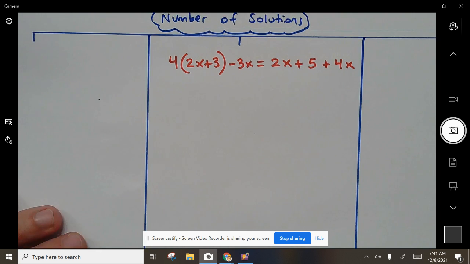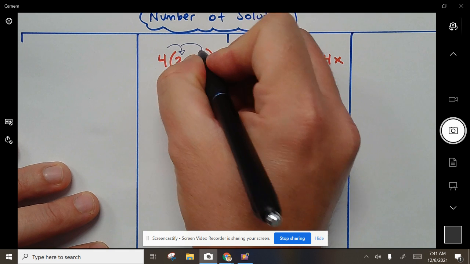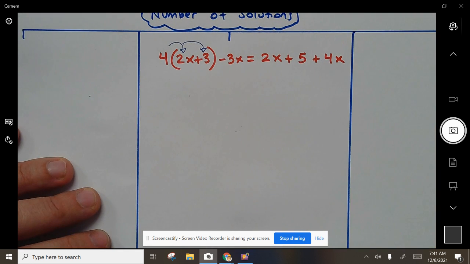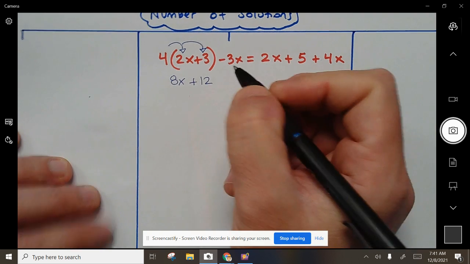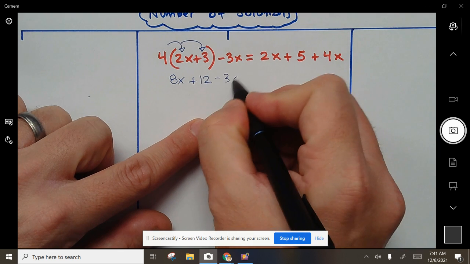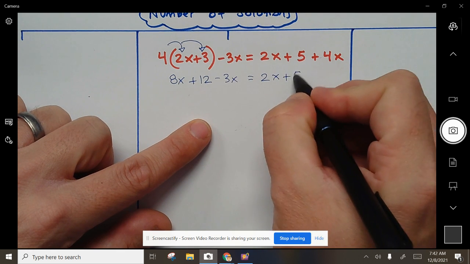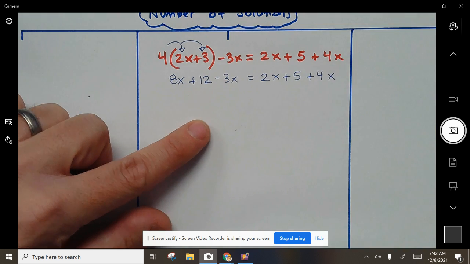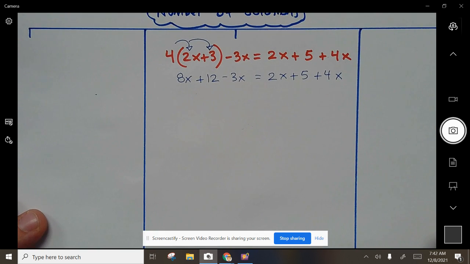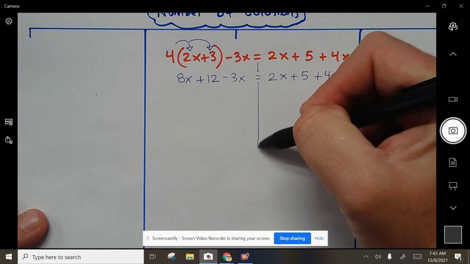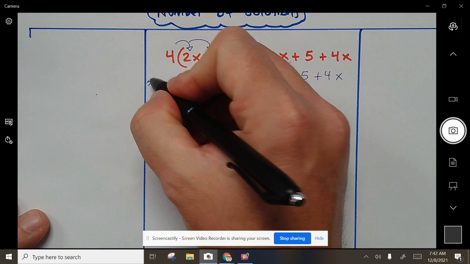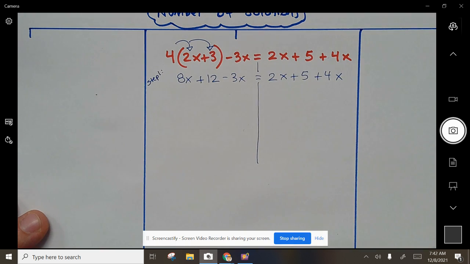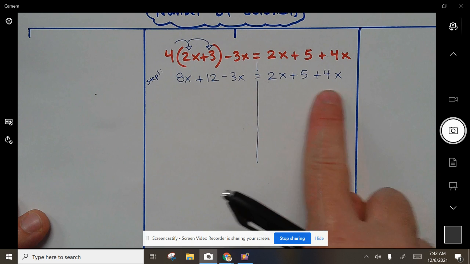All right, as you solve this out, you're going to distribute first, okay? Then from here, you're going to get 8x plus 12, no big deal, distributive property, minus 3x equals 2x plus 5 plus 4x. If you're a student that doesn't like to show their work, you have to change that mentality, because when you're solving questions on the benchmark, they're going to ask you about steps. This would be step 1. Now step 2. What would step 2 look like in this scenario?